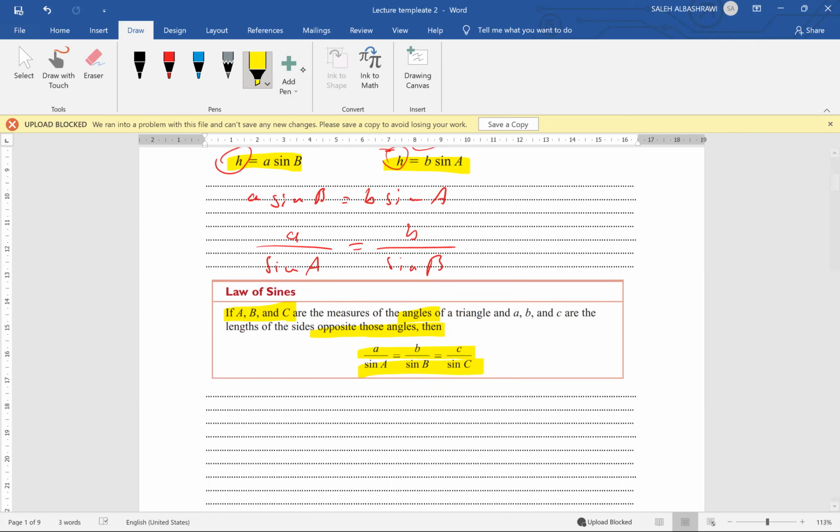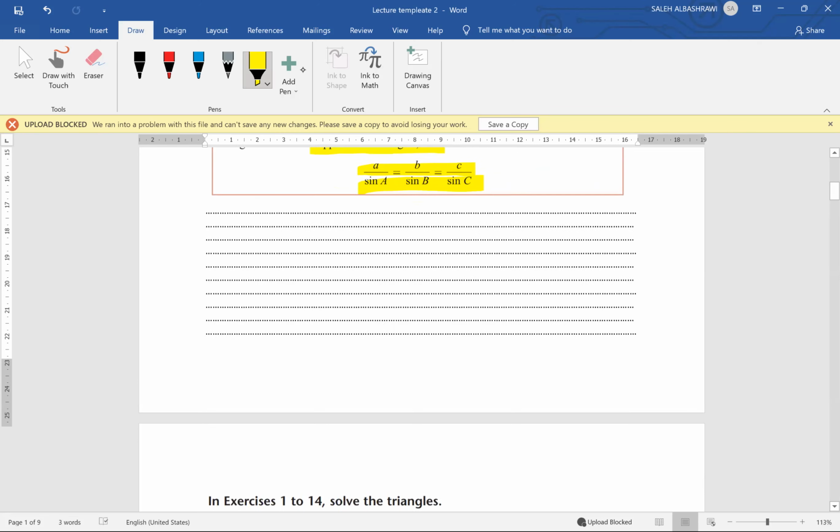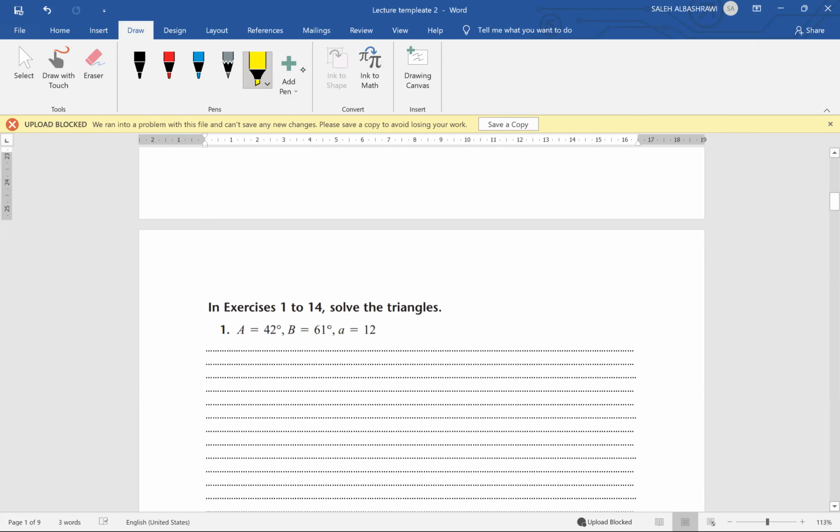Now, how can we use this law to find some missing information? Let's start with this example. I want to solve the triangle. Solve the triangle means I need to find the missing information, maybe the sides or the angles of the given triangle. We have capital A, this is an angle, capital B is another angle, and small a is a side. So this case is angle, angle, and side.